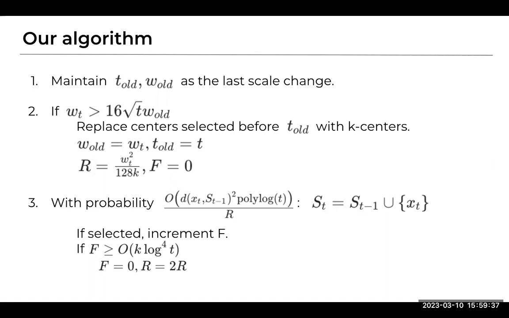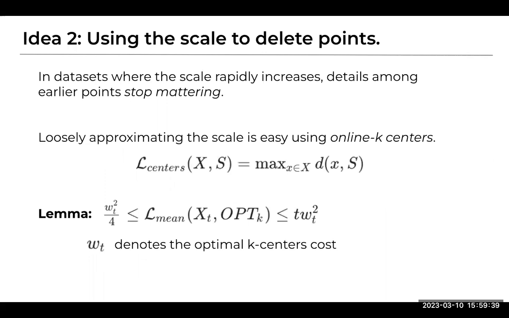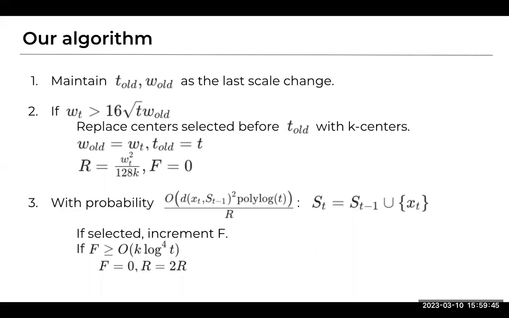Now remember in the previous slide that we knew that the k-centers very loosely bounds the approximate k-means cost. But because this is all from an old time scale where the w is so much smaller, it doesn't matter that I'm off by a factor of t, because compared to the current cost that I'm paying, it'll be trivial. And so that lets me replace all my centers from before. And then I kind of just reset my algorithm. I'll explain what R and F are used for in a second.